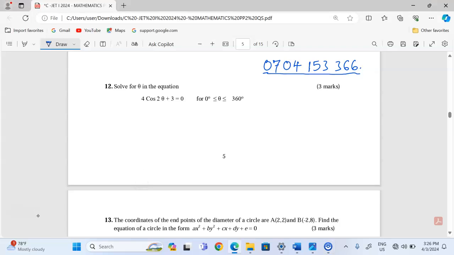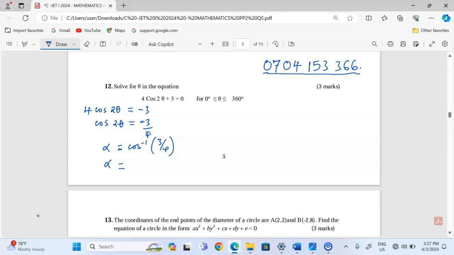Let me start by expressing this such that we have 4 cosine of 2 theta being equal to negative 3, so that we may say cosine of 2 theta is equal to negative 3 over 4. At this point, I'll put aside the negative sign, and get a certain angle alpha, which is acute, and this will be given by the cos inverse of 3/4.